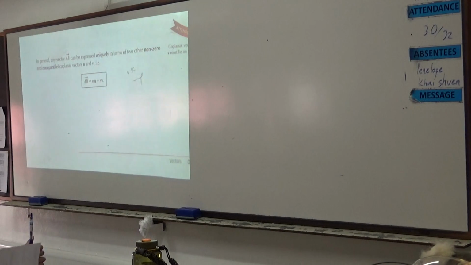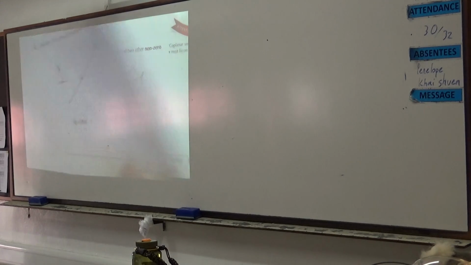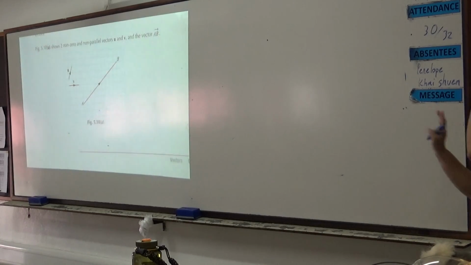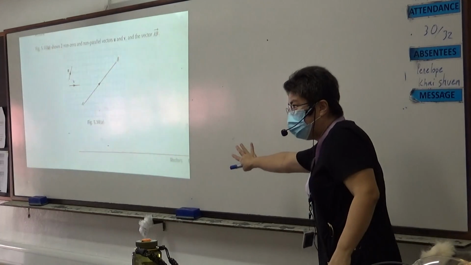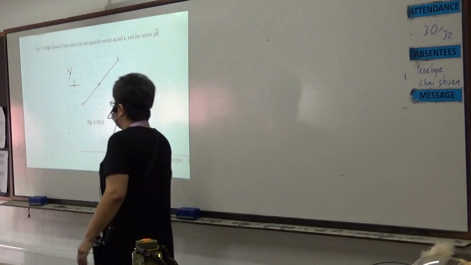Okay? To express AB in terms of U and V, we start from the point A and draw a line parallel, so on and so forth, okay? Then you will get the answer down there. Okay? Alternatively and so on. Now I'm going to show you on the board what it means. Understand? I'm using this picture. Will that be okay?